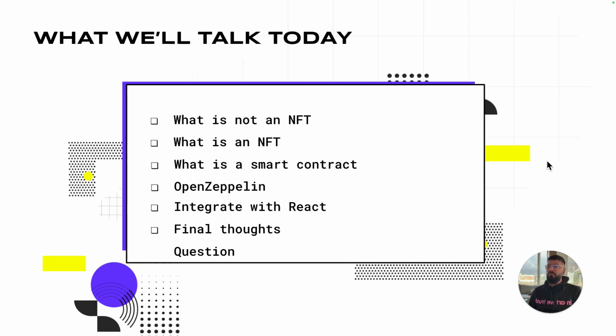So what's this presentation's content? The idea is to show some misconceptions about what NFT is, explain what NFTs and smart contracts really are, and finally, explain how to use OpenZeppelin to generate your smart contracts quickly and integrate them with your React application in less than 50 lines of code.